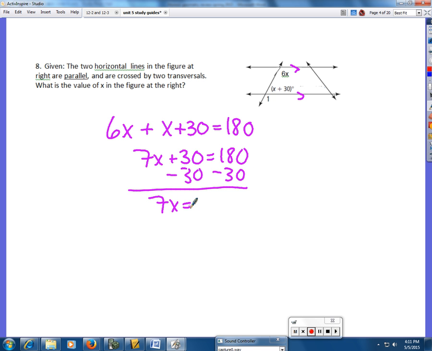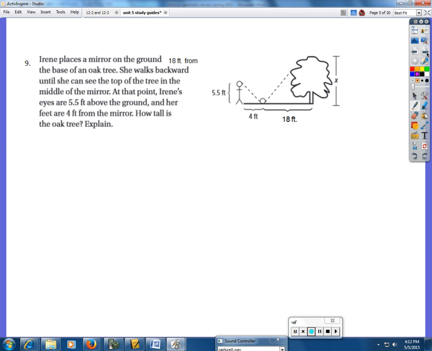7x equals 150, and x equals 150 divided by 7. And x is going to equal 21.4. Okay, so number 8 is finished. Let's go to number 9.